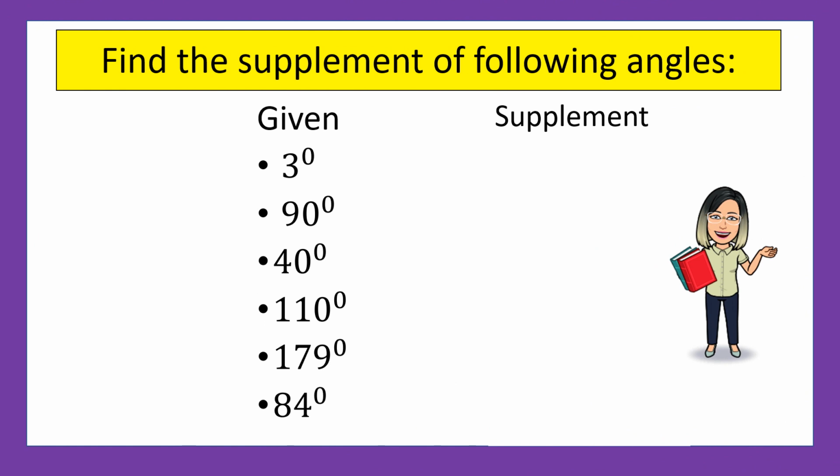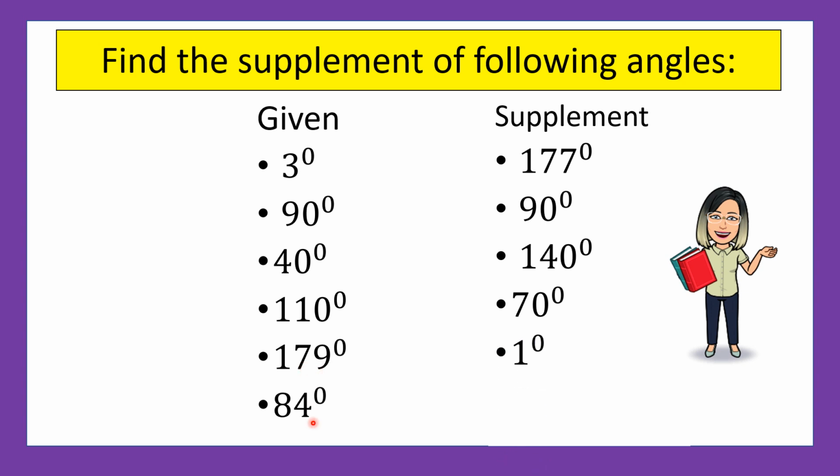We need to find the supplement of the following angles. We have 3 degrees. What is missing to 3 degrees to make it 180 degrees? We have 177 degrees. For 90 degrees, we have 90 degrees. For 40 degrees, we have 140 degrees. For 110 degrees, we have 70 degrees. For 179 degrees, we have 1 degree. And for 84 degrees, we have 96 degrees.